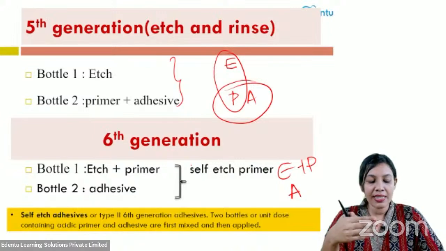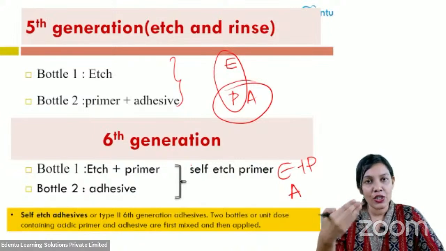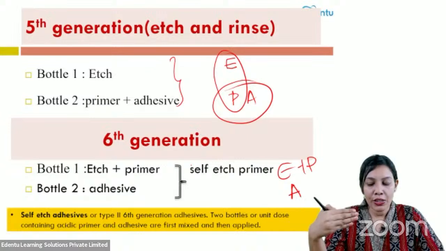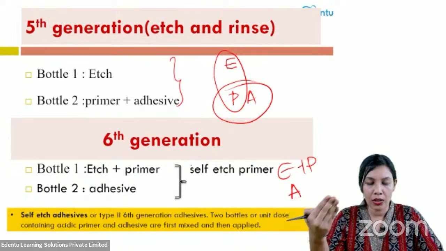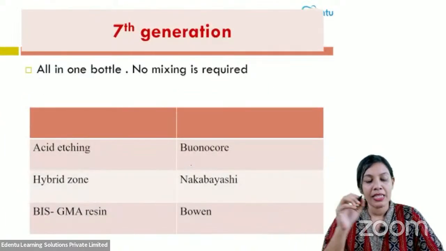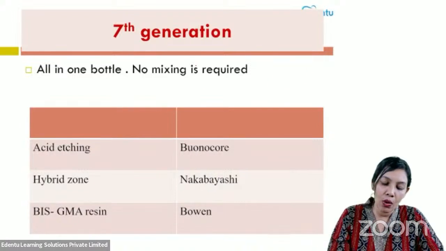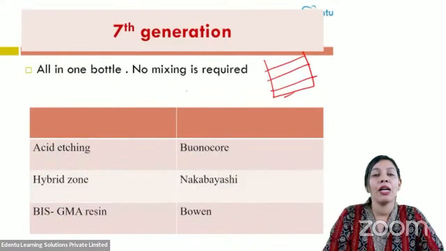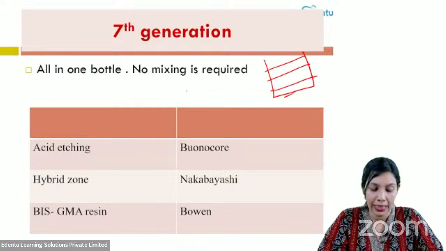In the sixth generation, bottle 1 has the etchant and primer, and bottle 2 is the adhesive or the bonding agent. Seventh generation, everything is in a single bottle, so there is no need for mixing, right?